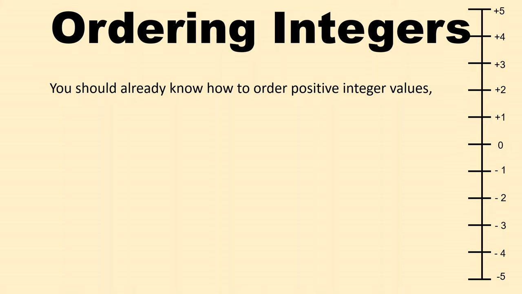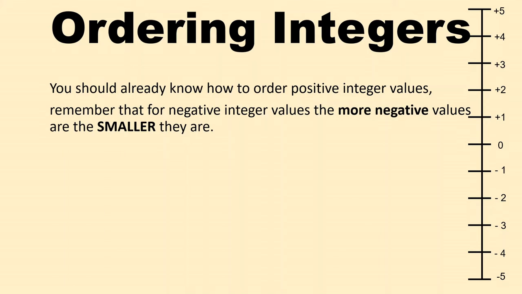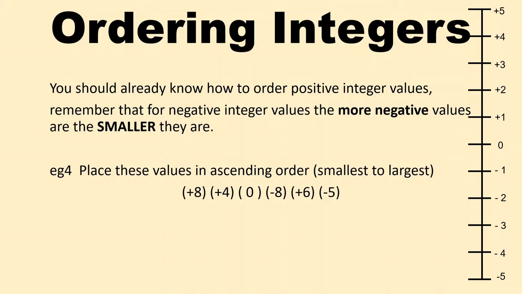Ordering integers is just putting integers either in ascending order, that's from smallest to largest, or descending order, from largest to smallest. You should already know how to order positive integer values. Let's just make sure we're clear on ordering negative integer values. Remember that for negative integer values, the more negative a value is, the smaller it is.